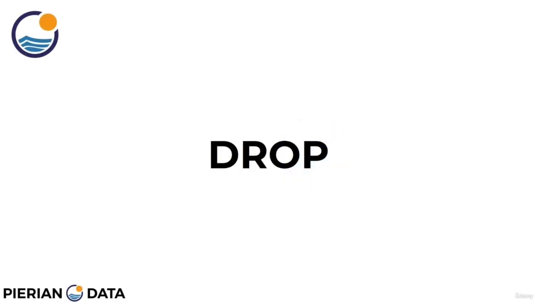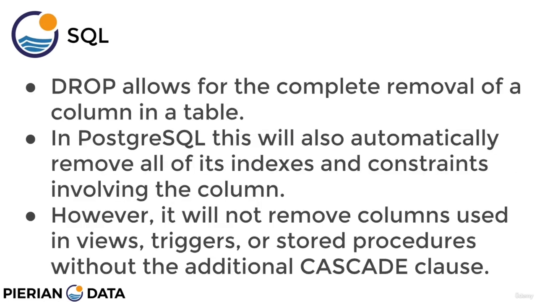Welcome back, everyone, to this lecture on the drop keyword. Drop allows us to completely remove a column from a table. In PostgreSQL, this also automatically removes all of its indexes and constraints involving the column. So it'll remove things like check constraints, not null constraints, unique constraints, everything that's associated with that column.